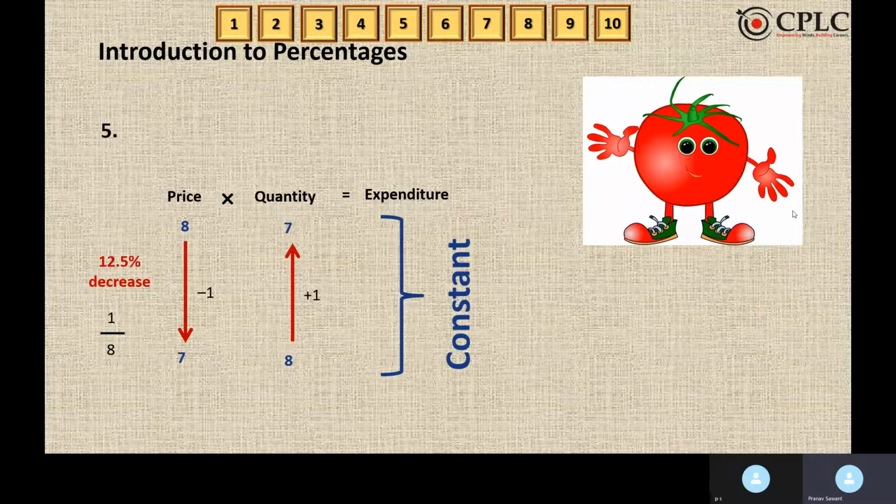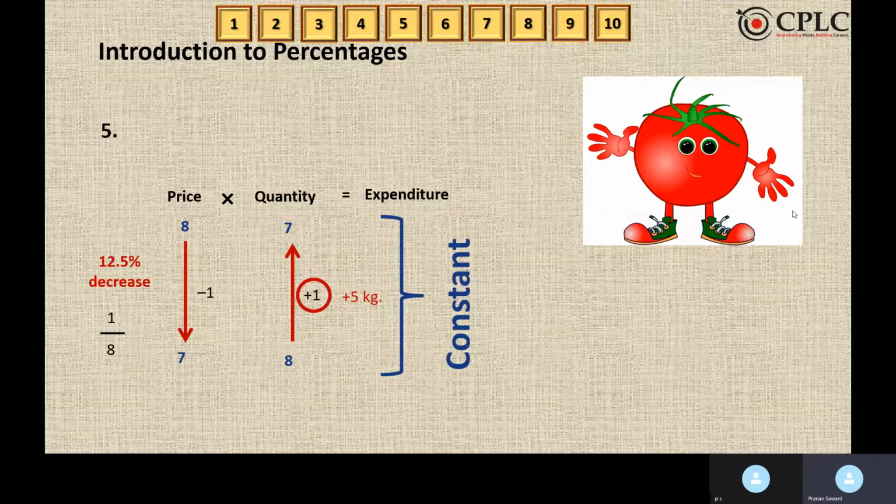Now we need to keep expenditure constant. So let's check whether expenditure is constant or not. So 8 into 7 and 7 into 8. Yes, the value is 56 and in each case we are getting 56. Hence it is correct. Now, how many more kgs can we buy? We can buy 1 kg more.